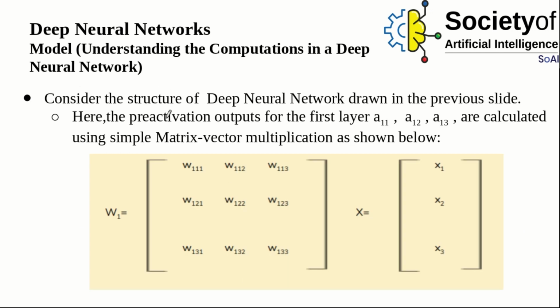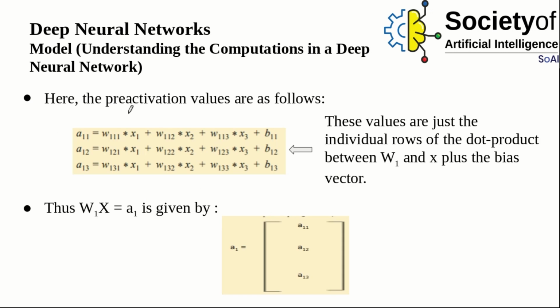Now, consider this structure of a DNN drawn in the previous slide. Here, the pre-activation outputs of the first layer, A11, A12, and A13, are calculated using simple matrix multiplication as shown. So, here the pre-activation values are as follows. These values are just the individual rows of the dot product between W1 and X plus the bias vector. Thus, W1 times X plus b1 is A1, given by the matrix A11, A12, and A13.